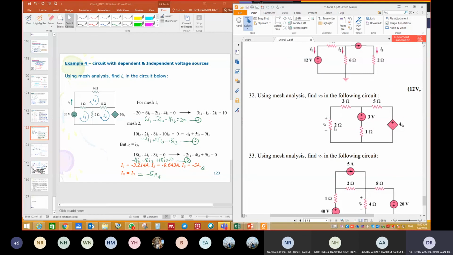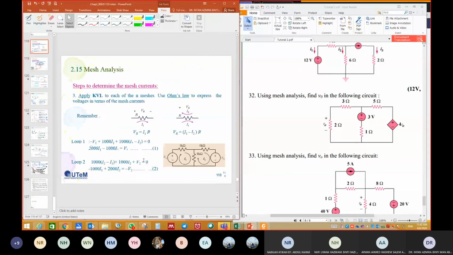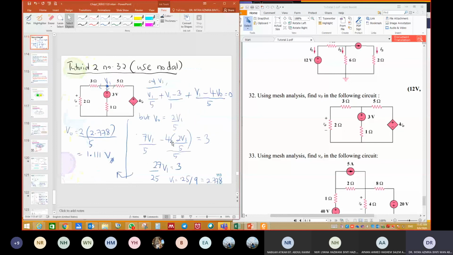Okay, so in this circuit, if we use mesh analysis, we will have two equations, right? This is nodal analysis. When we use nodal, we will have only one KCL equation. Only this equation, and then we substitute what is V naught. This is voltage divider principle. After we get V1, we can find V naught. Okay, so now let's try using a mesh.